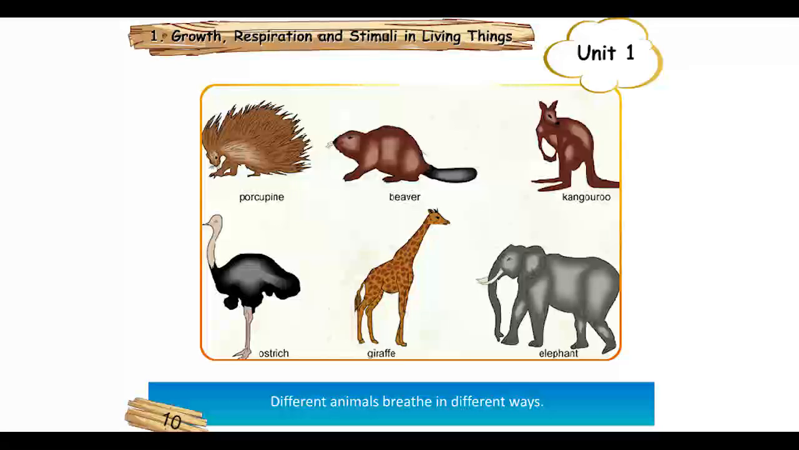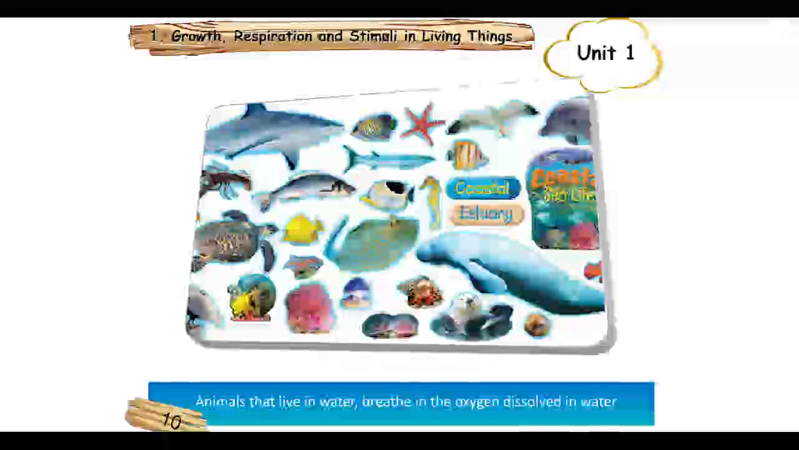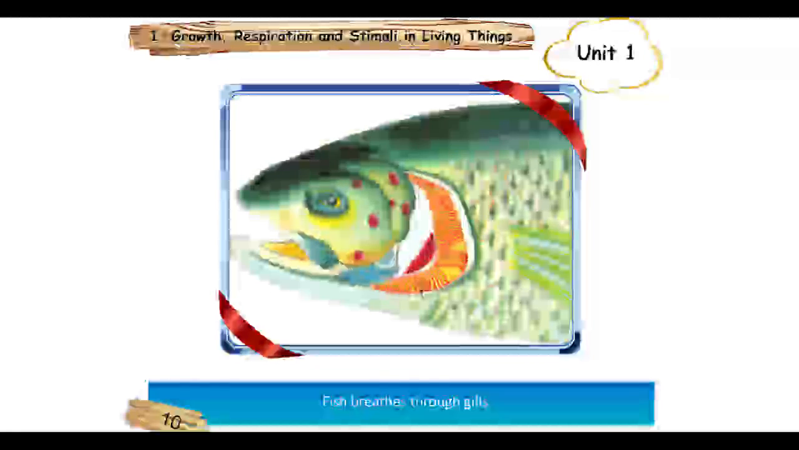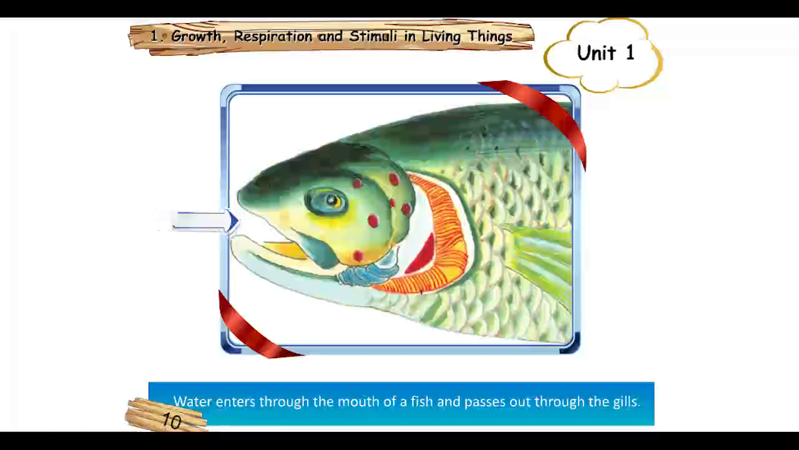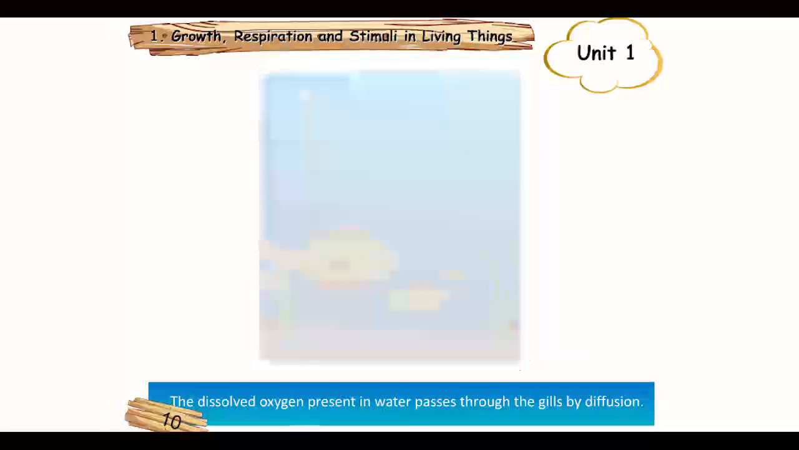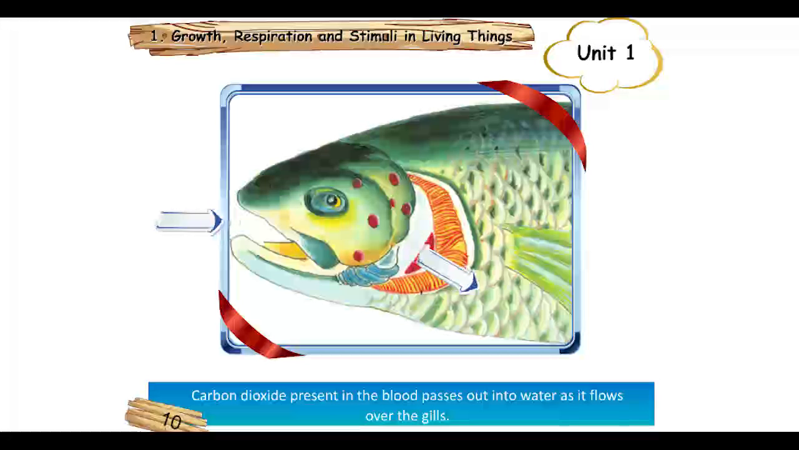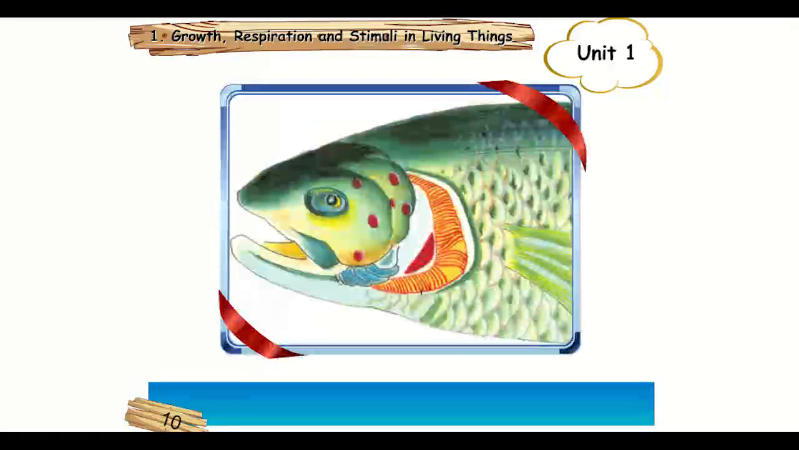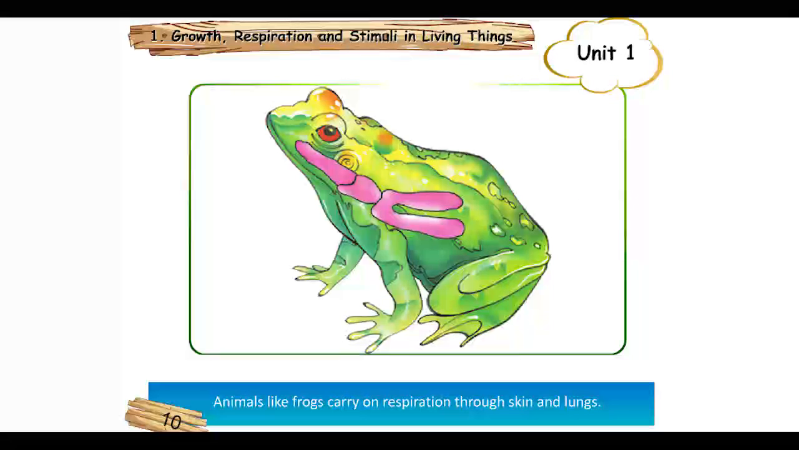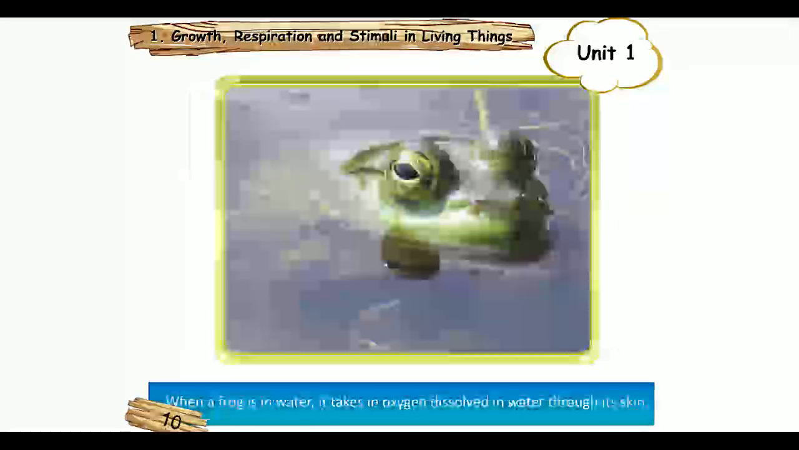Different animals breathe in different ways. Animals that live in water breathe in the oxygen dissolved in water. Fish breathes through gills. Water enters through the mouth of a fish and passes out through the gills. The dissolved oxygen present in water passes through the gills by diffusion. Carbon dioxide present in the blood passes out into water as it flows over the gills. Gill arch.